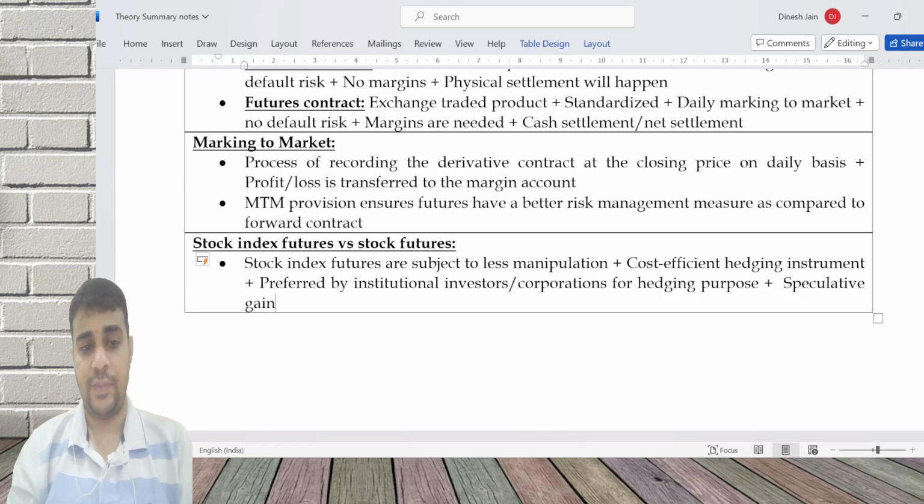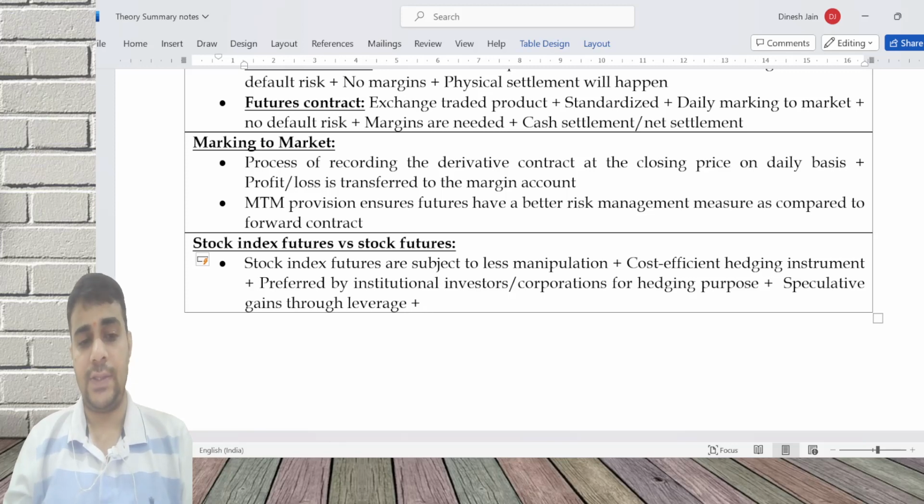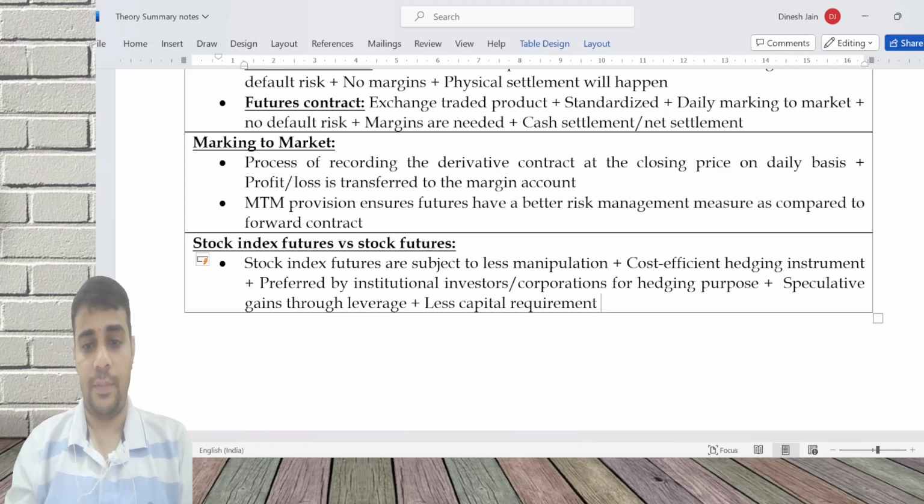Speculative gains through leverage. You can make speculative gains using leverage. Less capital or margin requirement. I think that kind of covers this.